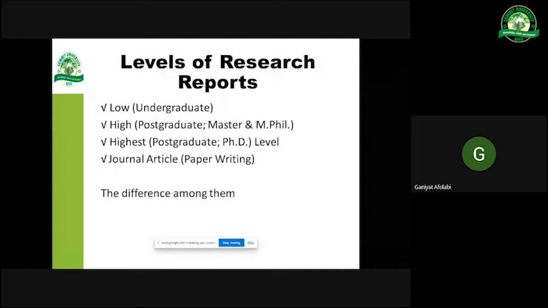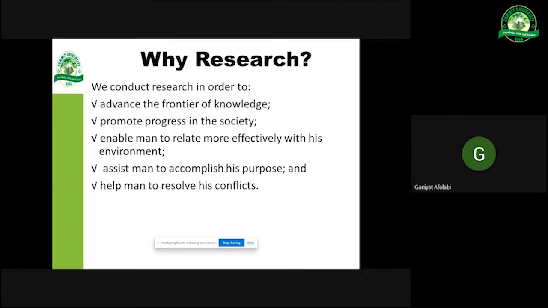So I'm talking on levels of research reports. There are several ways whereby you can report your research. We have the low level, which involves the undergraduate, both BSc and HND. We have the high level, master's, MPhil, and the highest level, PhD or postdoctoral level. We also have the journal paper writing. So we'll be talking about that later in this session.